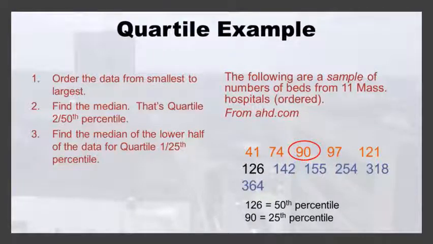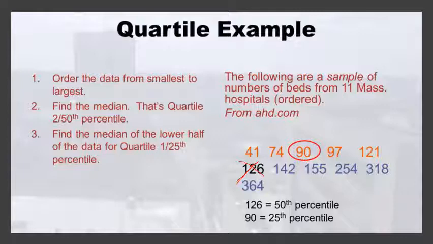Now we're going to figure out what our first quartile is, or 25th percentile. So how do we do that? Well, we already figured out what our median was, so we're not going to use this number anymore. If you really want to, you can cross that out, because we're going to ignore it. We already used that. We figured out that is our second quartile.